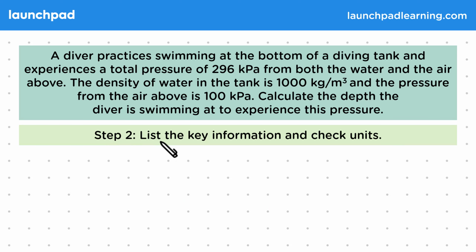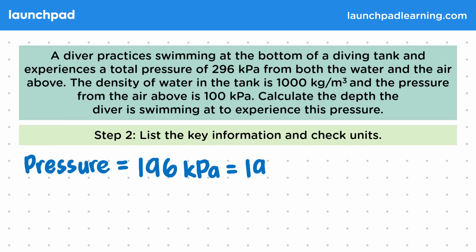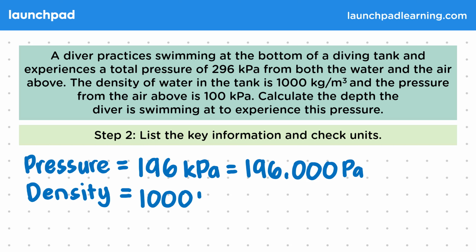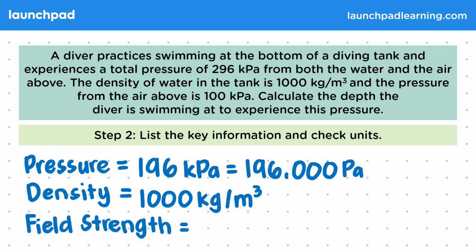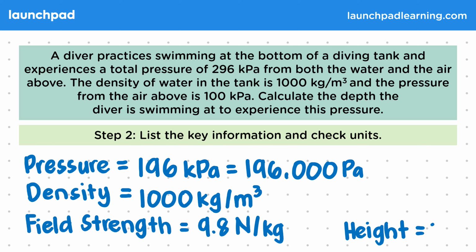For step 2, let's list the key information and check the units. The pressure is equal to 196 kilopascals, which is equal to 196,000 pascals. The density is equal to 1,000 kilograms per meter cubed. And the field strength is 9.8 newtons per kilogram. And we want to find the height of the column, as the diver is at the bottom of the column, so the height of the column has the same meaning as the depth in this example.